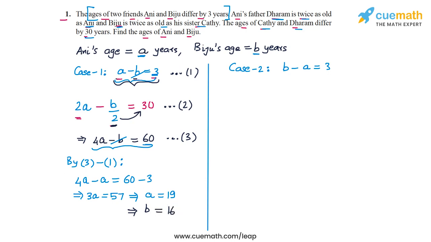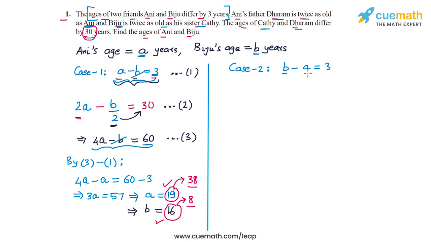So in case 1 the answer we come up with is that Ani's age is 19 years and Biju's age is 16 years. Does this make sense? Well, let's see. Ani's father Dharam's age will be twice of Ani's age, so that's 38, and Biju's sister Kethi will be half of Biju's age, so that's 8, and we see that 38 minus 8 is equal to 30. So this aligns with what's told to us. So this answer is correct. Ani's age being 19 years and Biju's age being 16 years. Now let's go to case 2.